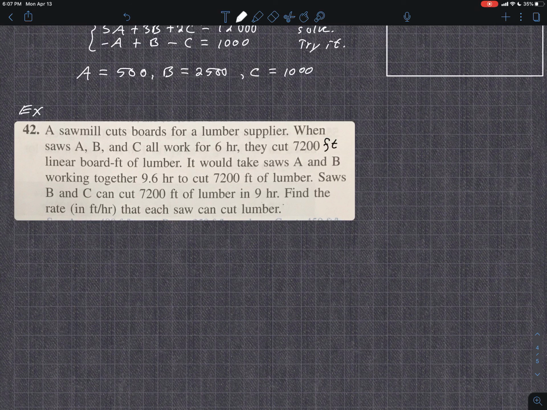So a sawmill cuts boards of lumber for a lumber supplier. When saws A, B, and C all work for 6 hours, they cut 7,200 linear feet of lumber. Okay, so that's one thing. It would take saws A and B working together 9.6 hours to cut 7,200 feet of lumber. Saws B and C can cut that 7,200 feet of lumber in 9 hours. Find the rate in feet per hour that each saw can cut. So you're finding A, B, and C.